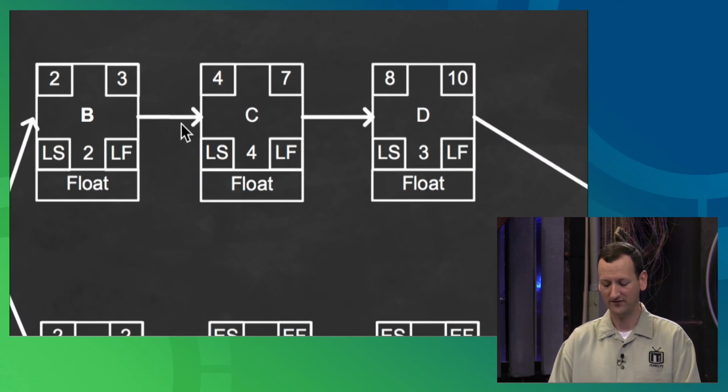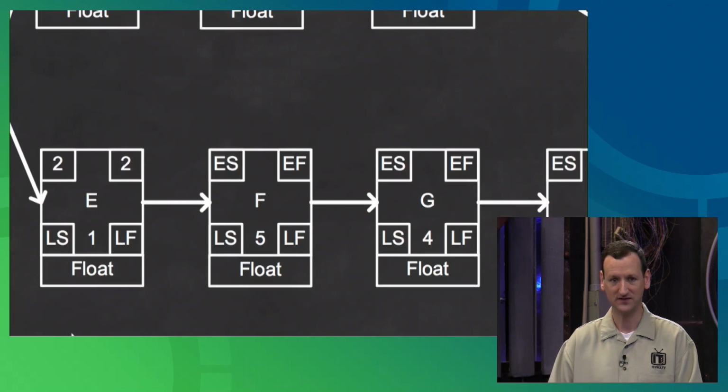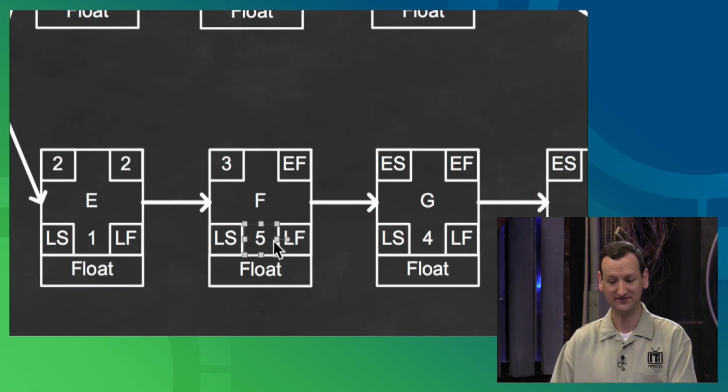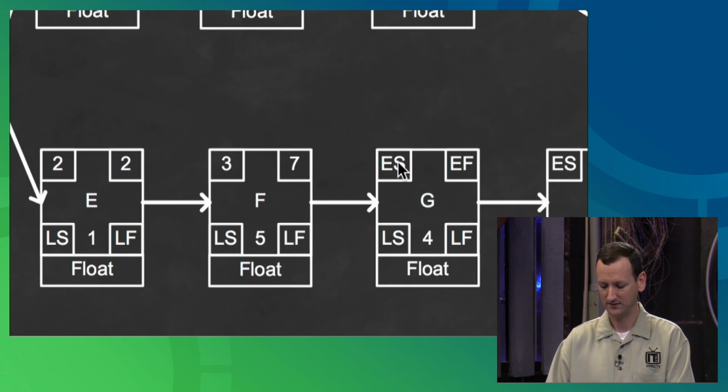All right, so I've got that path laid out right there. Now I'm going to go back down to the bottom and continue on with this one. Task E is finishing on day 2. Task F can start on day 3 if it wants, and it's a 5-day activity, so it will finish on day 7. Then task G, we're going to bump that one up to the 8th.